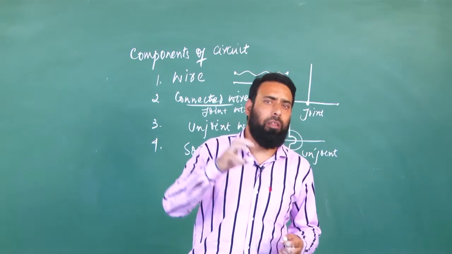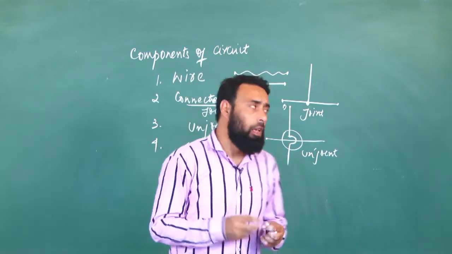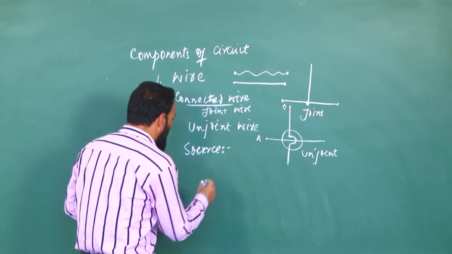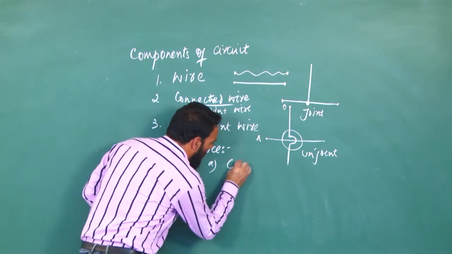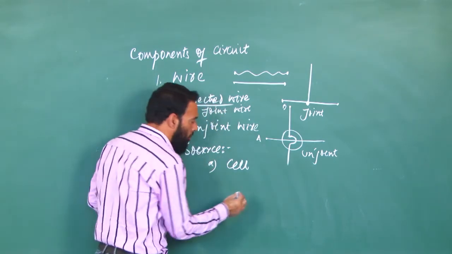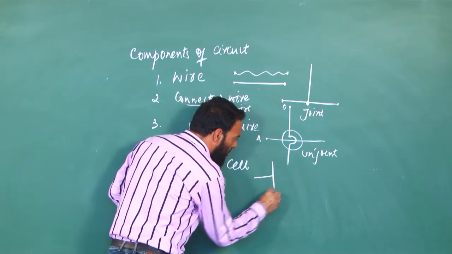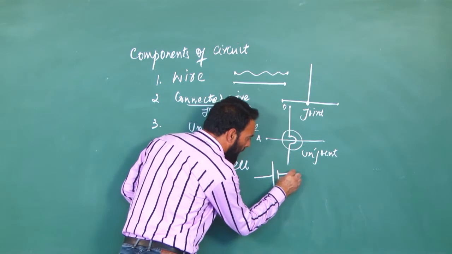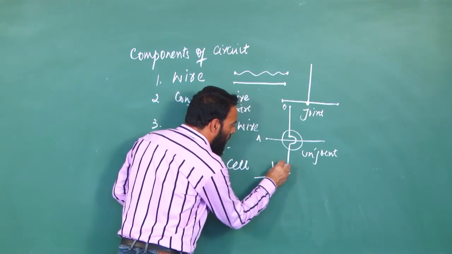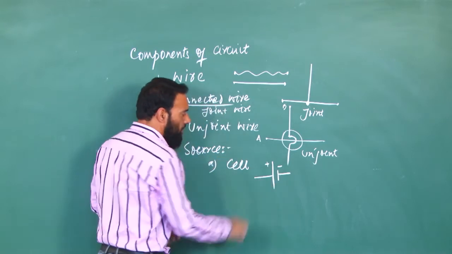Now, how can we represent the simplest form of a source of potential difference, that is a cell? First off, A, that is a cell. We will represent the cell like this. A cell always has two terminals. This is the wire. One end is connected with the positive terminal and the other end is connected with the negative. So this is positive and this is negative. So this is the cell.